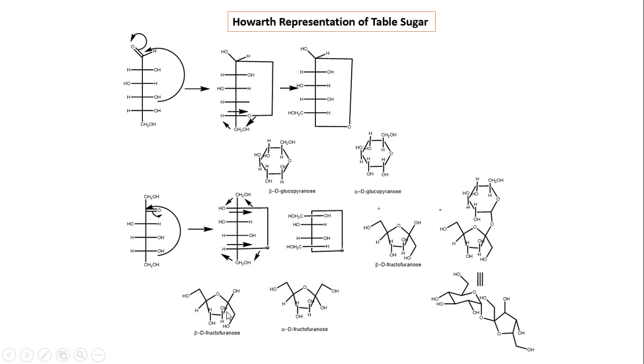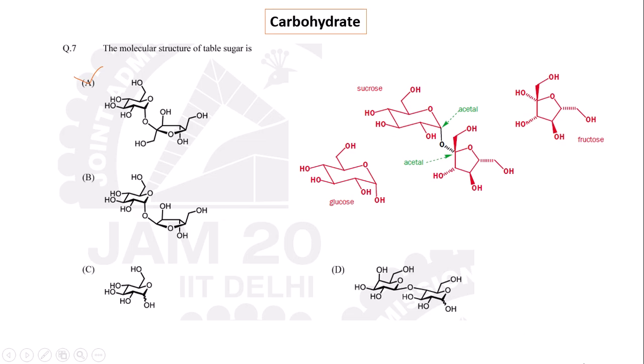And we know that the structure of the table sugar is the combination of alpha D-glucopyranose and the beta D-fructofuranose. And hence alpha D-glucopyranose and the beta D-fructofuranose combine to give the structure of the table sugar. And hence the option 1 is the correct. And the remembering point is that the 2-hydroxymethyl group of the D-fructose unit is present on the opposite side in the structure of table sugar.